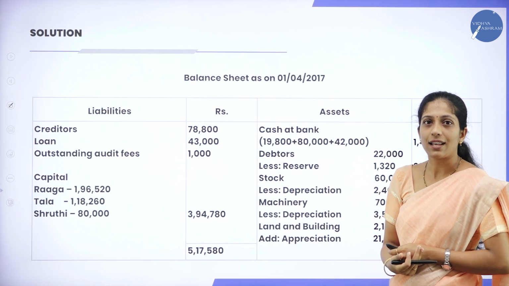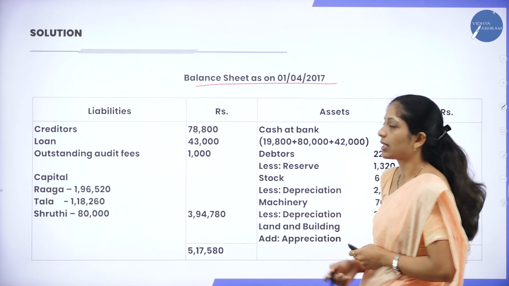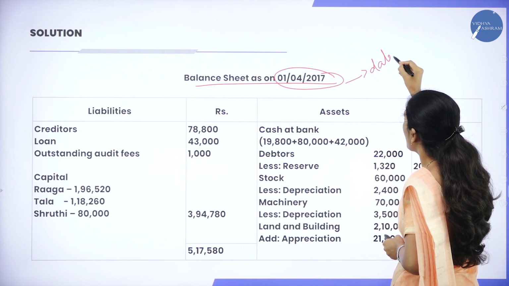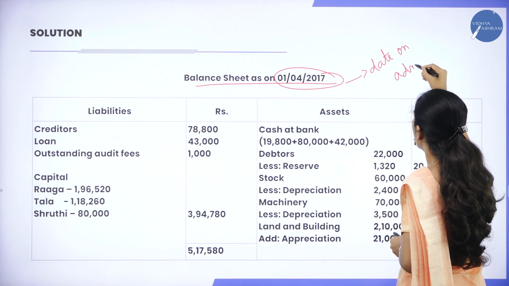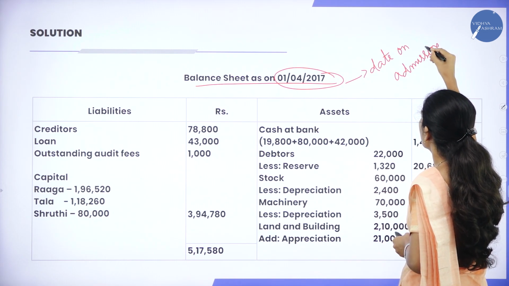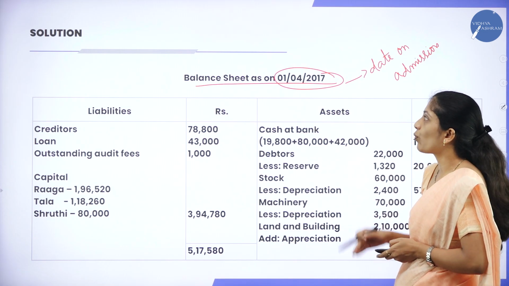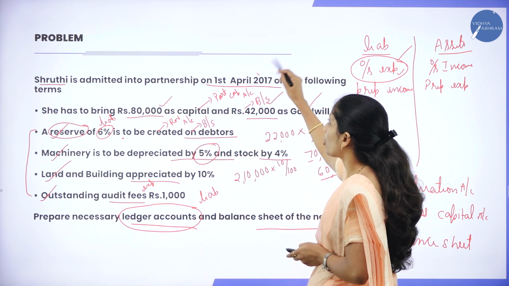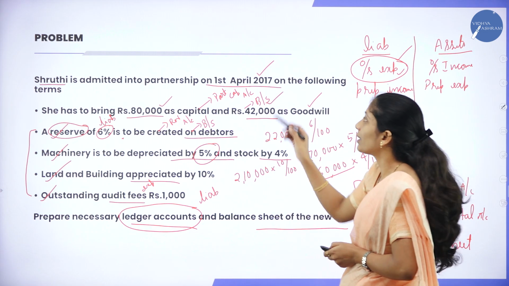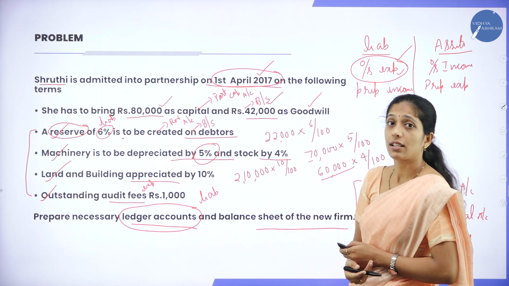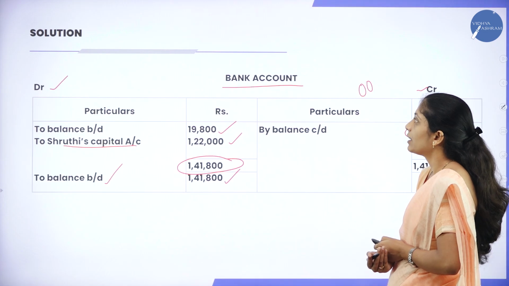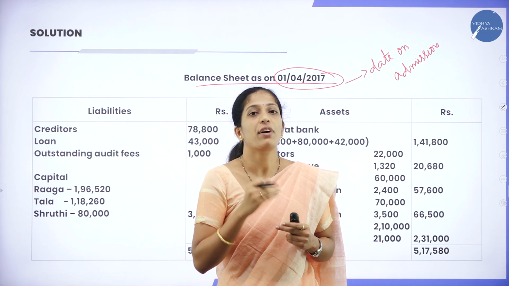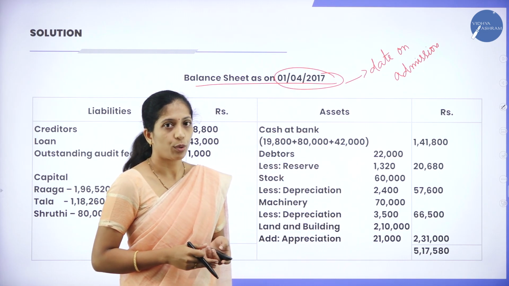Now the last statement that has to be prepared is the balance sheet. The balance sheet is prepared on the date of admission of a partner. So when a partner is admitted, that is on 1/4/2017. If you see the adjustment here, Shruti is admitted into the partnership on 1st April 2017. So on this date, we have to prepare the balance sheet. That is 1/4/2017. Now in order to prepare your balance sheet, you have to refer to the old balance sheet which is given in the question.